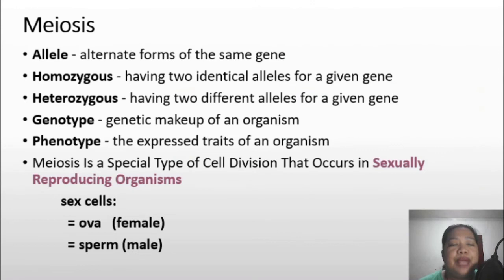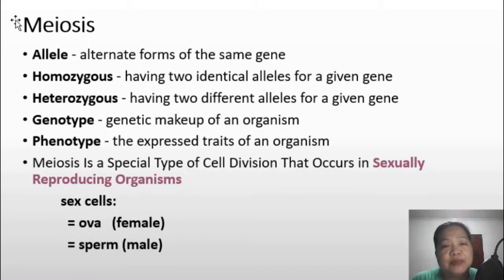Now, we have another type of cell division. We call it meiosis. So we have different terms under meiosis. We have the allele. Allele means alternate forms of the same gene. Homozygous, having two identical alleles of the given gene. Heterozygous, having two different alleles of the given gene. Genotype, these are the characters that are not expressed within the organism. While the phenotype, these are the expressed traits of the organism.